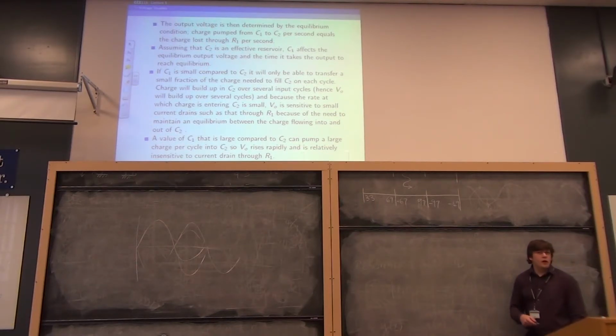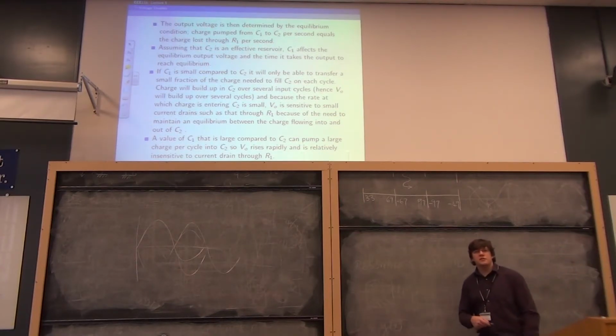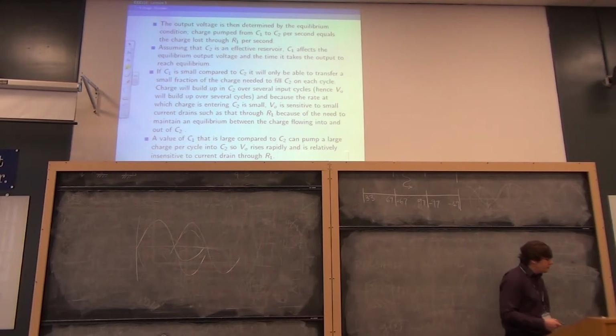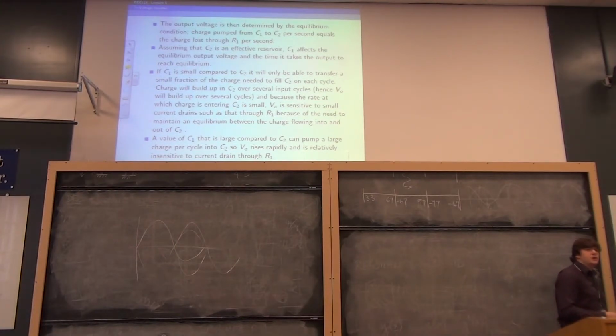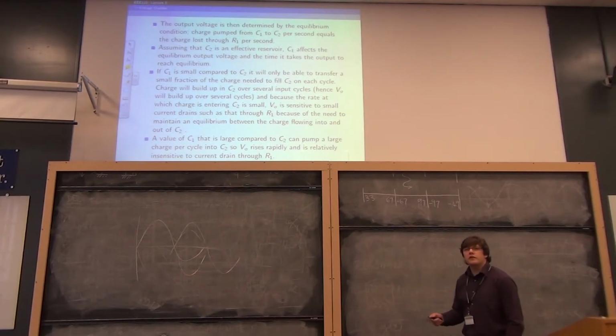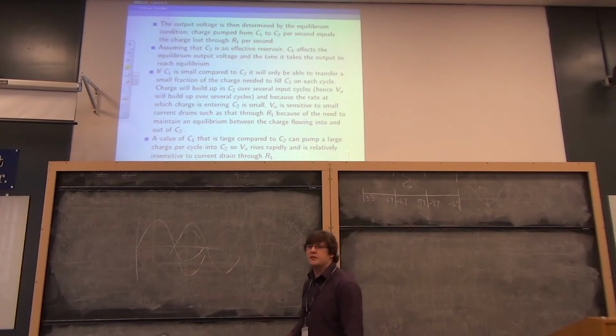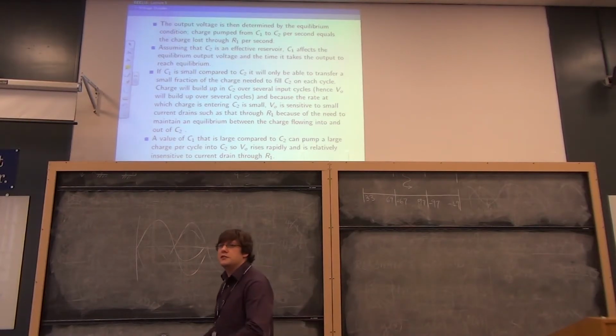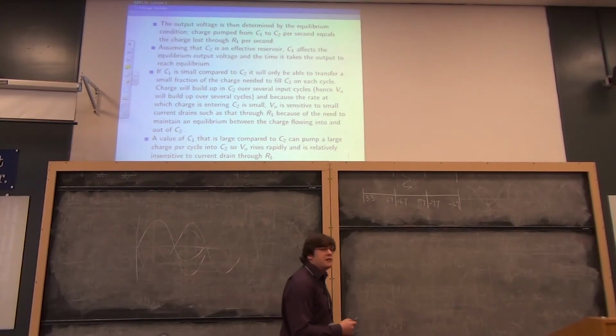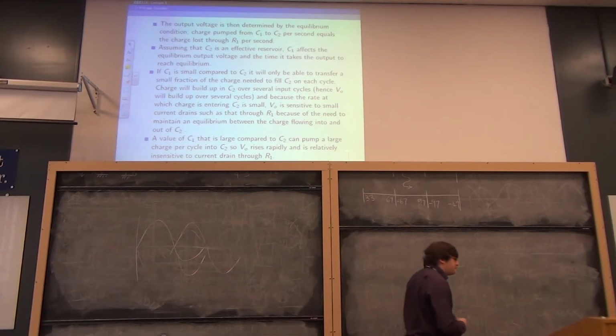If you had C1 large compared to C2, so this is the other way around, you can put in a large amount of charge per cycle and the circuit is relatively insensitive to what you do on its output. This is filling up a cup with a large bucket of water. You don't have to pour much in. And that's a much more preferable situation than trying to fill a bucket with a cup.